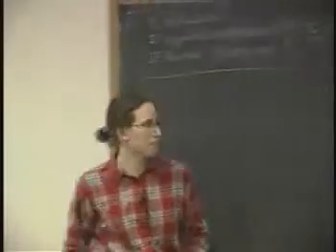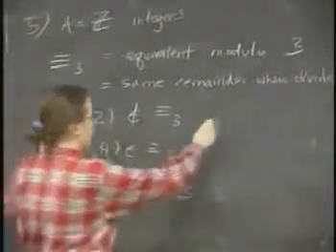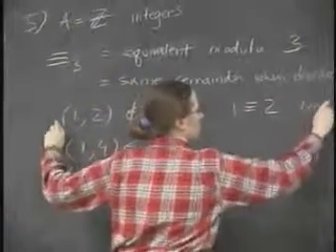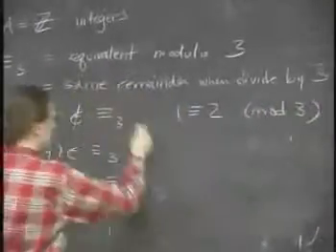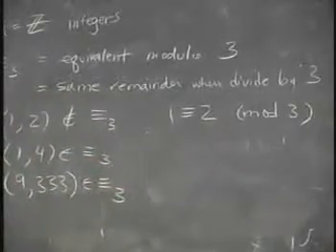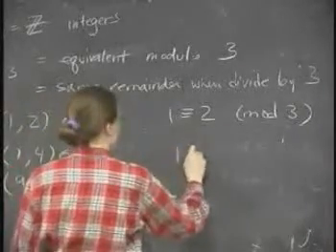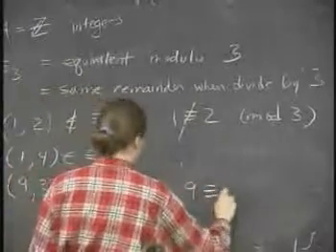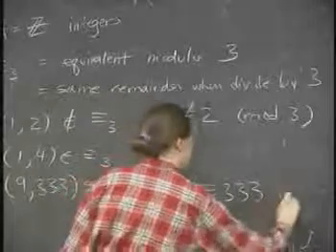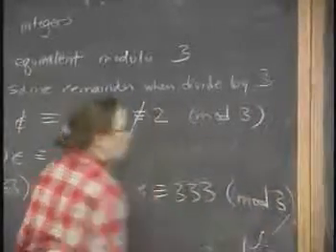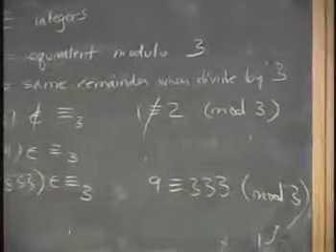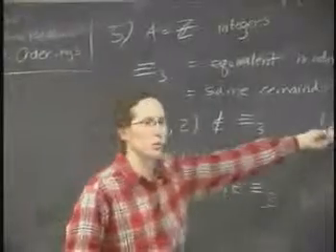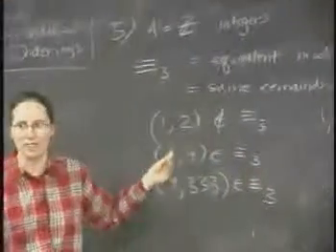Just in modulo form, for the second example, would you write it? Yeah, so we could write this as 1 is equivalent to 2 mod 3. That's another way to write this. In this case, we could write 9 is equivalent to 333 mod 3. So those are just different notations. This is the more usual notation. This is not.